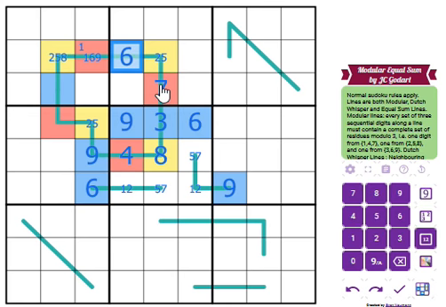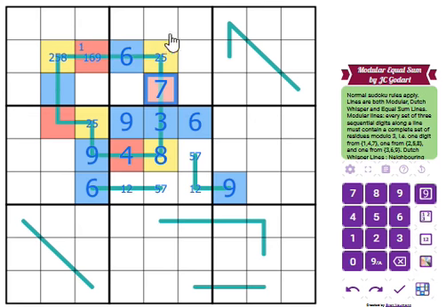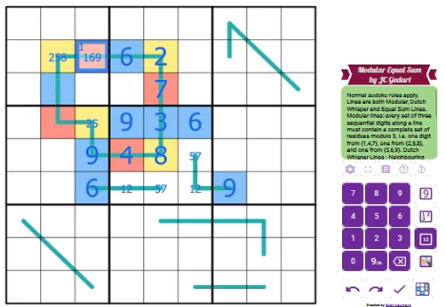So 6 and 7. This is 13. So we need 2 to get 15. Yes, 12 and 3 is 15. So this is not the 6.